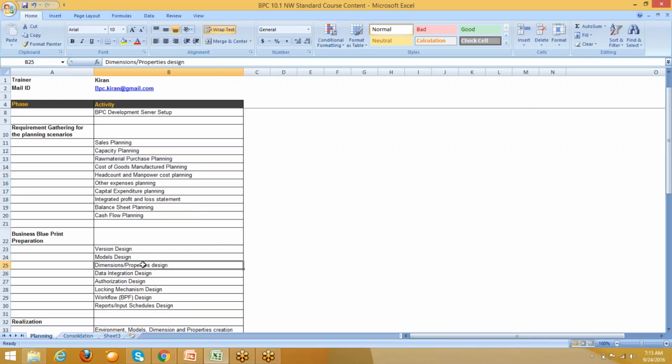What are the dimensions you are going to use for this planning solution? When you are talking about sales planning, is product dimension required, is customer dimension required or not? Based on the solution, product dimension is required. When you are talking about production planning like capacity, raw material, cost of goods sold, finished product is important, component material is important. When you are talking about headcount planning, which objects are you going to consider: employee, position, or only position?